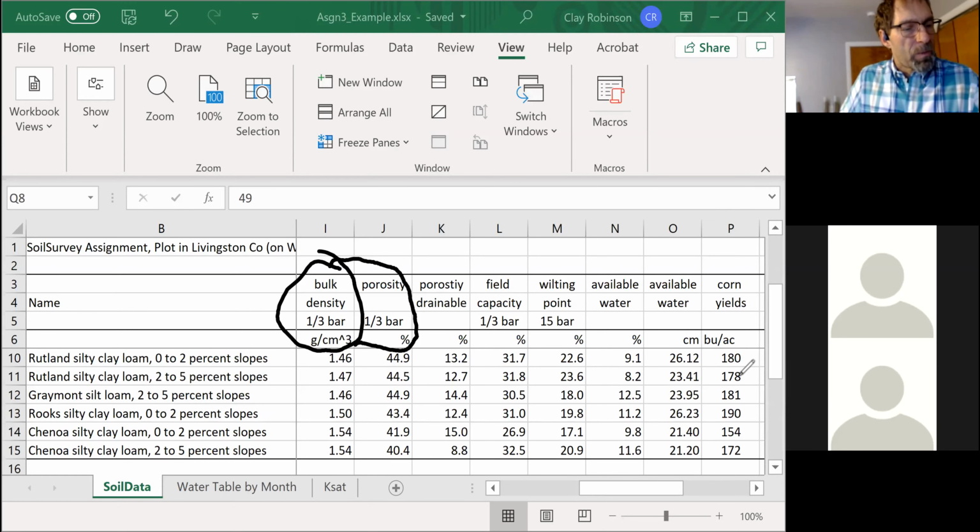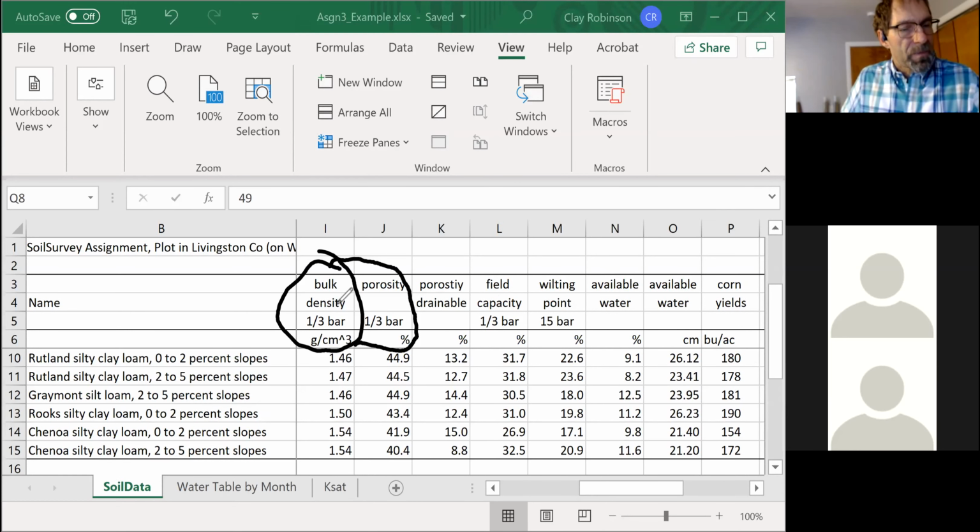So I started with bulk density, and you remember in that presentation I did, we started with talking about porosity and how you would calculate porosity. That's what I did here. And were I to pull up the formula there, you would see that what I did is I said 100 times, and then I took 1 minus, and here's the bulk density, 1.46, and then I divided by 2.65. So I used that to calculate the porosity.